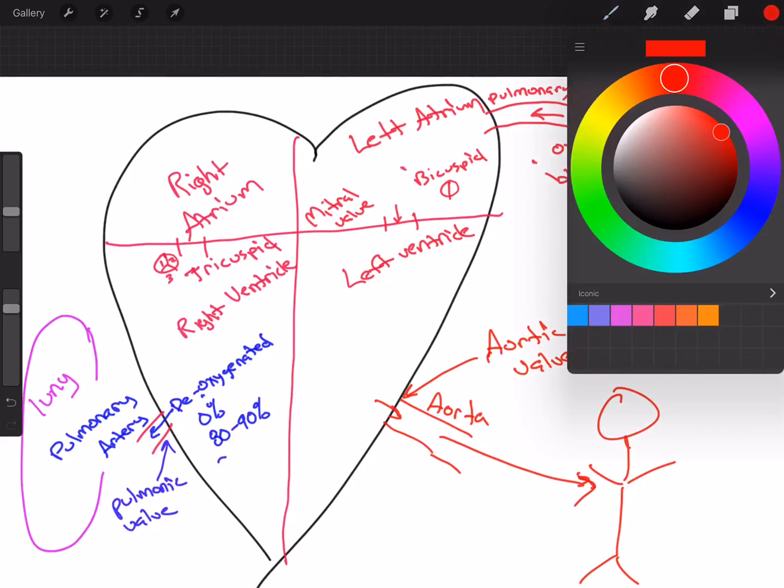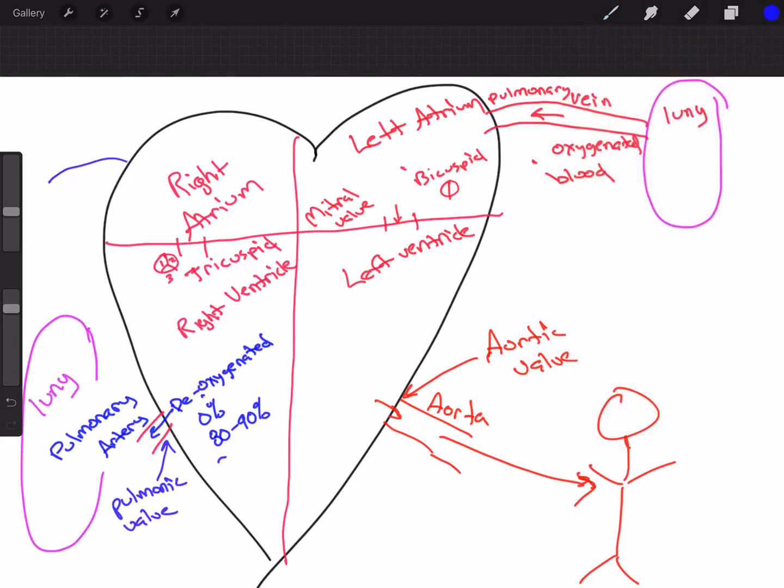Then the blood's going to come back. It's going to come back deoxygenated up here into the right atrium. There's 2 blood vessels that carry the blood back, and these are called the Vena Cava. And you got one that brings blood from the top of the body. That's the superior Vena Cava. And then this one brings blood from the bottom of the body. And this is the inferior Vena Cava. C-A-V-A. And they bring blood back in here.